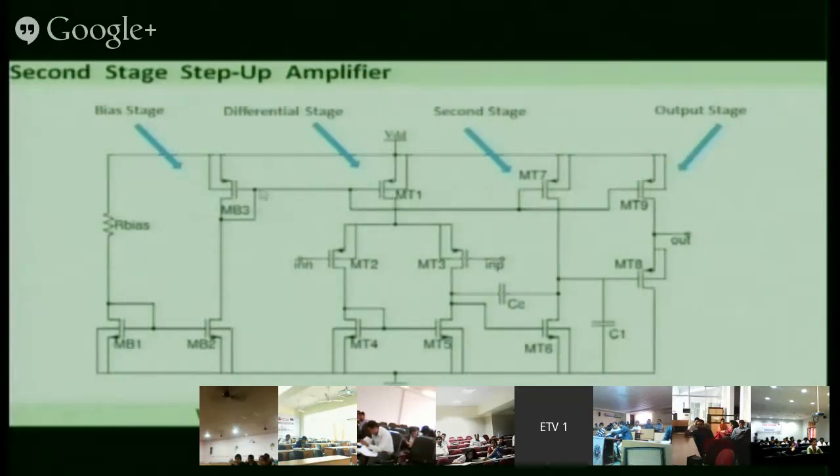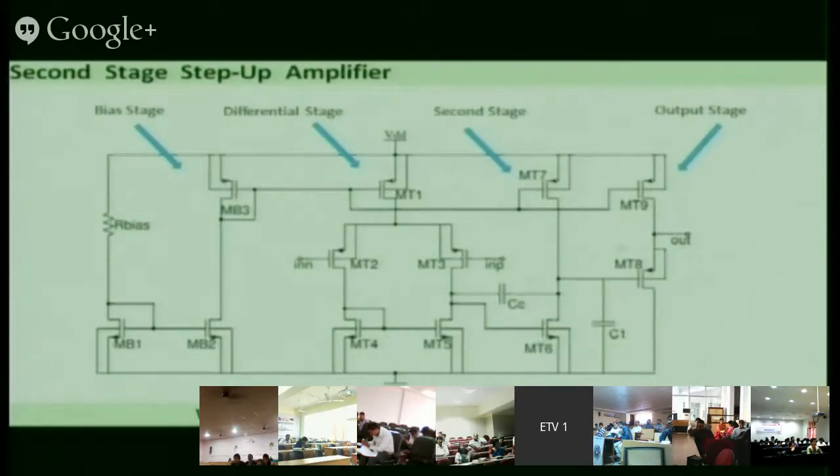So sizes of these transistors are adjusted in such a manner. But you can see this is the gate. It is going to gate. This is the gate. It is going to gate. So you can see this VGS, G to S, is the same for all these three transistors. So this way it is adjusted here. So you take the output from here, and this is the second stage.